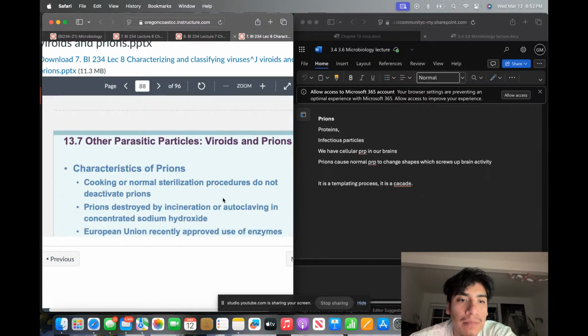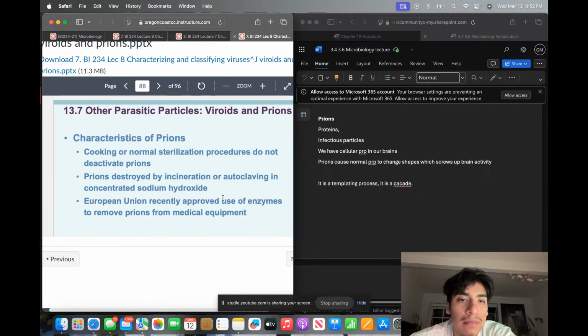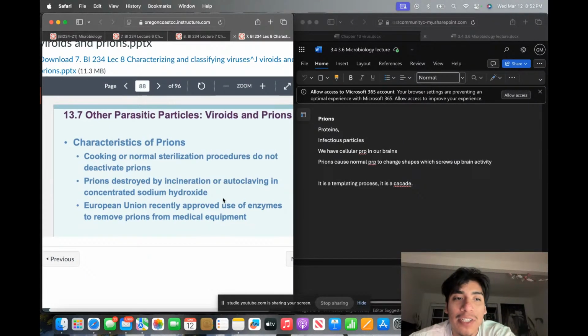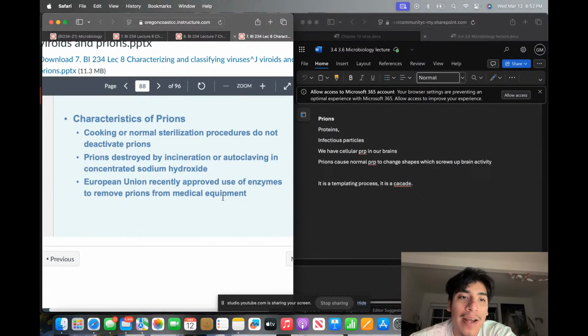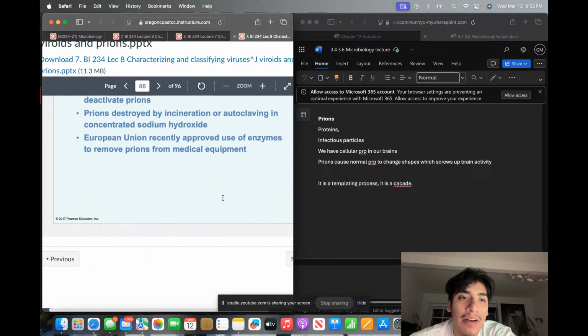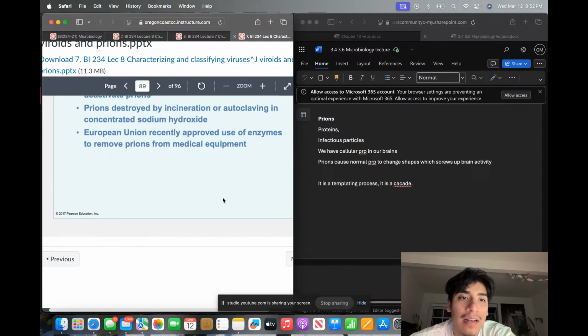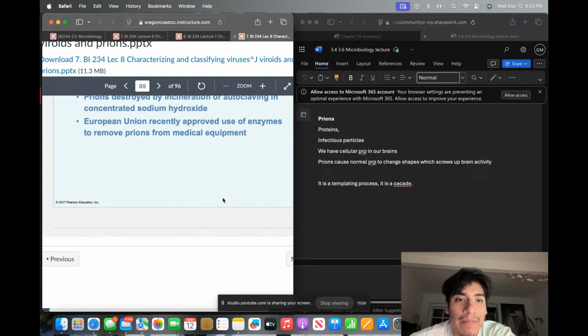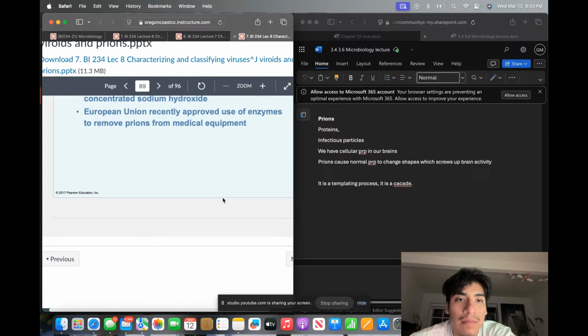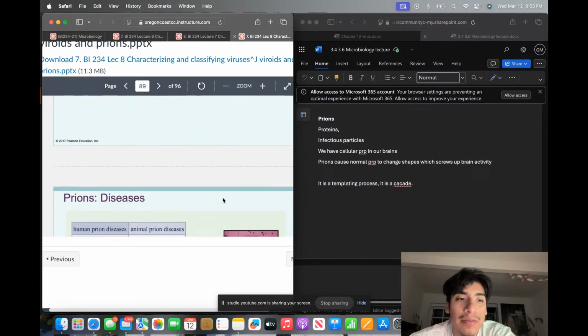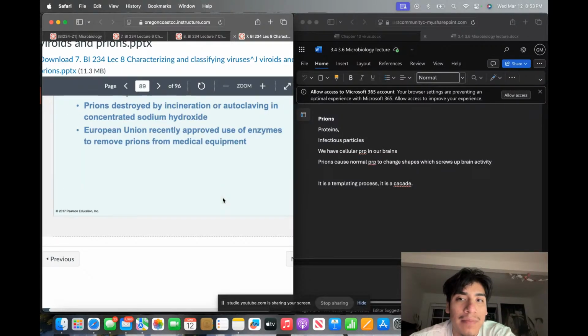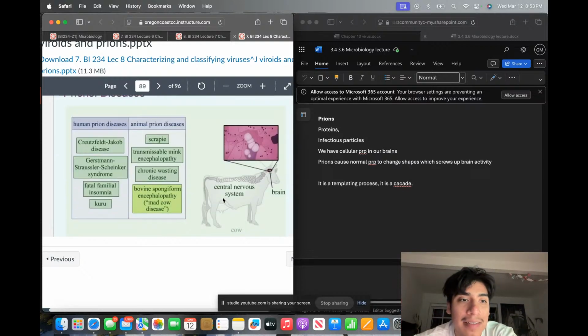All right. Cooking and normal sterilization procedures do not deactivate prions. Prions are destroyed by incineration or autoclaving in concentrated conditions. So they have to be incinerated. It's a new problem, a problem that we're addressing now, so it looks like there's some new action against it.